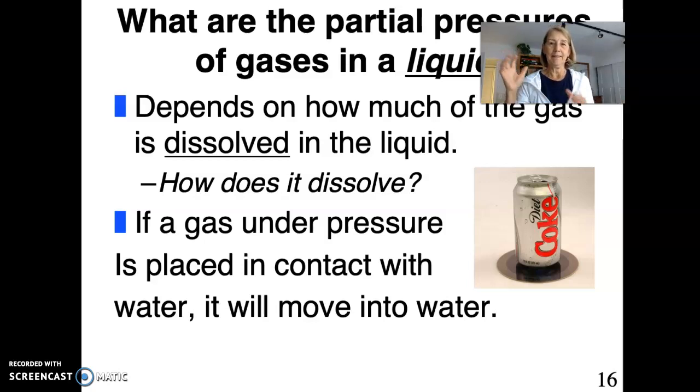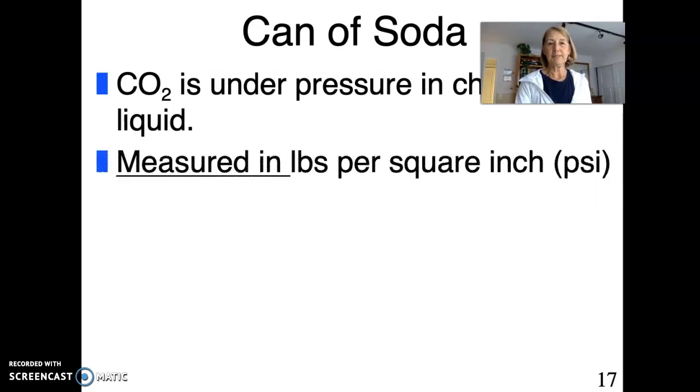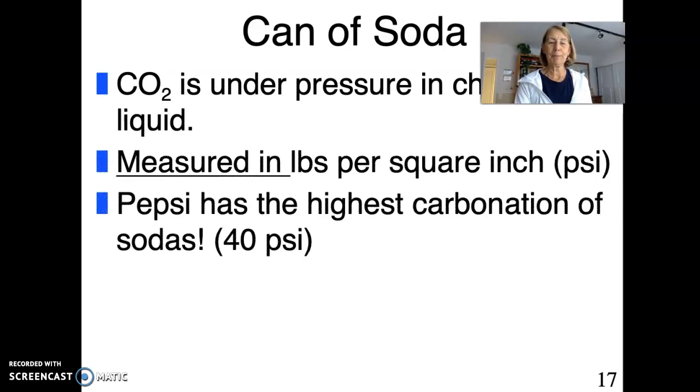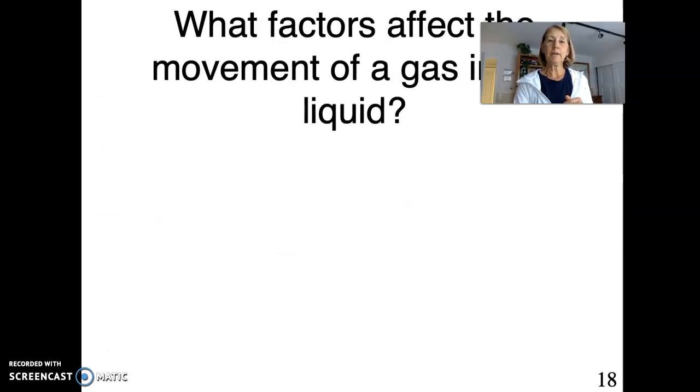Once you open it up, you've taken away that trapped CO2, you open the can, and it starts losing that CO2. So we need to dissolve it if we're going to transport it. This is just interesting stuff about the can of soda, because it's the same thing. And champagne is a huge amount of pressure that they do. They just pump in the CO2 and then seal it, because we like the bubbly. Okay, so what factors affect the movement of the gas into a liquid?